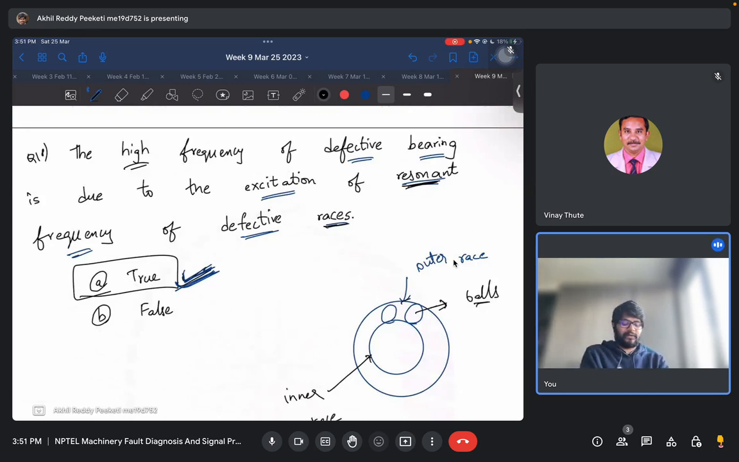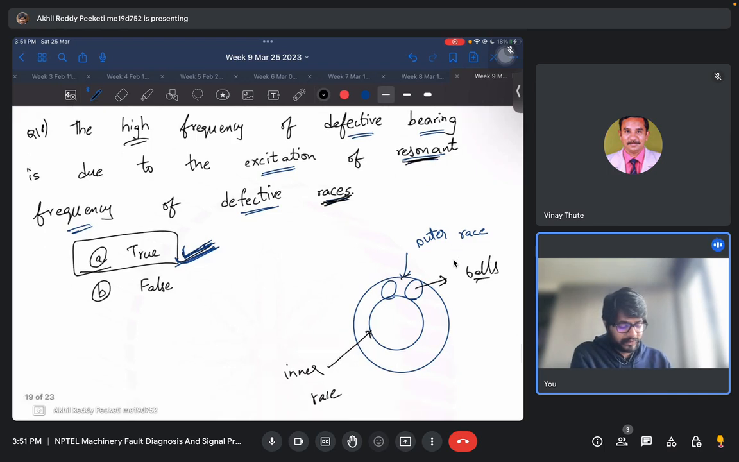Now, the high frequency of a defective bearing is due to the excitation of the resonant frequency of defective races. The races here correspond to the outer race and inner race of the bearings. When they are faulty, and as the balls rotate inside, they would generate very high frequency vibrations. For a single rotation, based on the number of balls present, there will be that many passings over the fault, so you would get very high frequency vibrations.